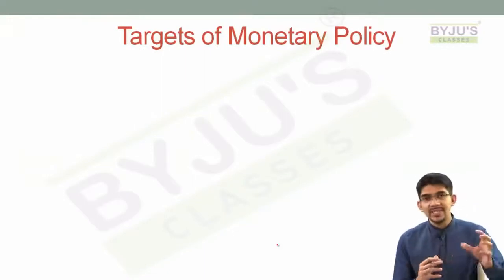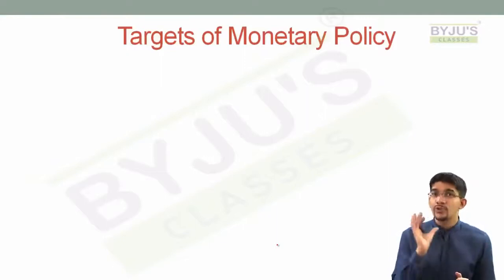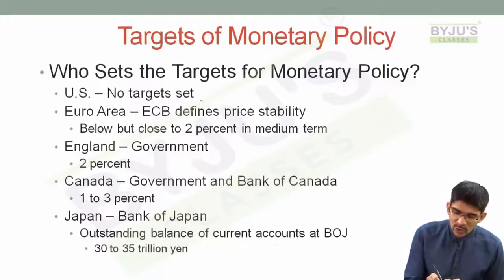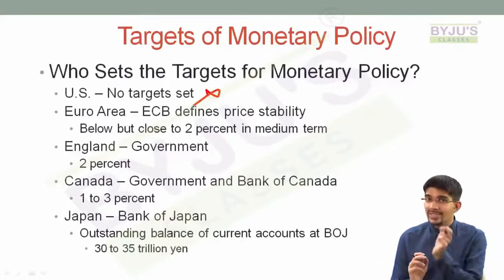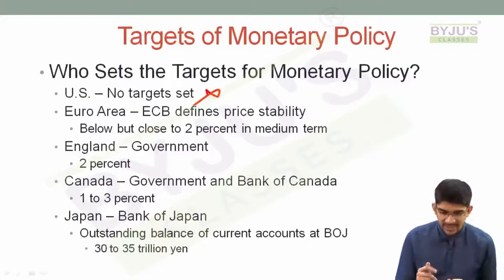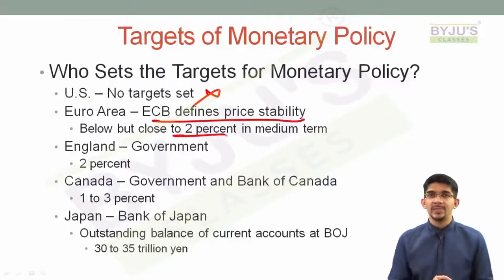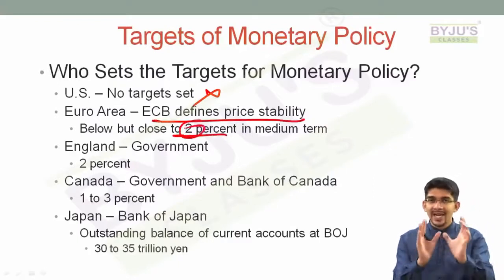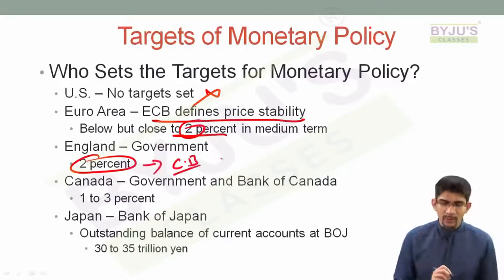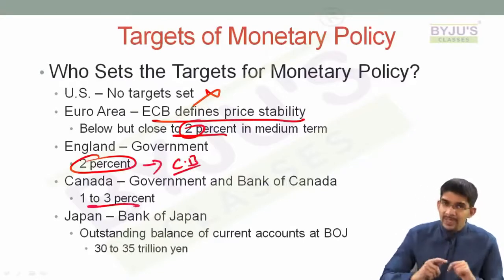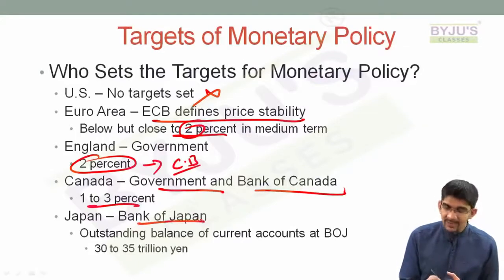Now, what are the targets in these various countries in terms of monetary policy? Do they have targets such as inflation targets? What is the monetary policy supposed to achieve in these countries? Let's have a look. In the US, no targets are set. The FOMC is there. They work on a broad consensus and try to achieve that, but no strict targets are kept. They'll only go for a benchmark rate. In the Euro area, the ECB defines price stability as close to 2% in the medium term. So this 2% is held as a target mark. In England, again, a clear target of 2% is there. The central bank is accountable for maintaining it. In Canada, it's 1 to 3%. A range is there. It's set by the government and the Bank of Canada. In Japan, the Bank of Japan is independent.